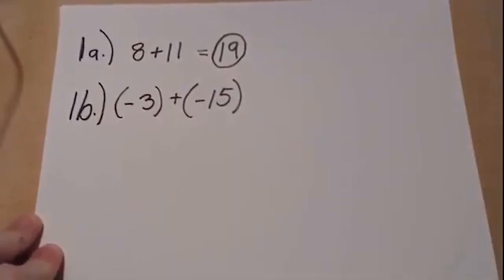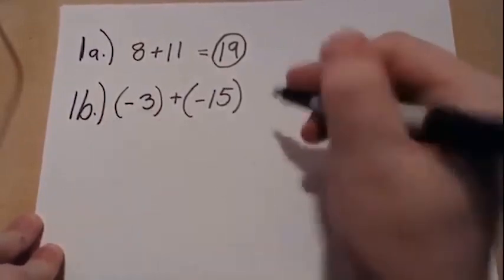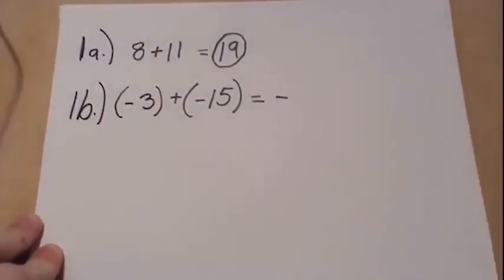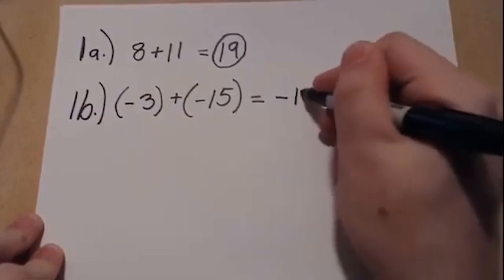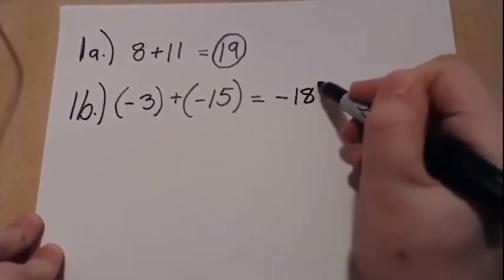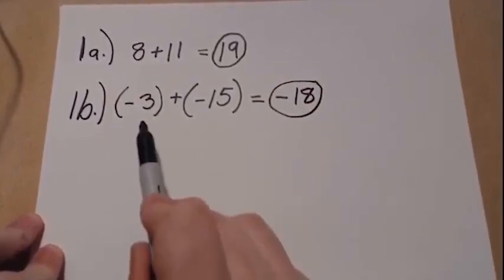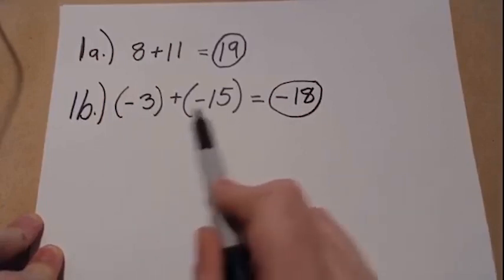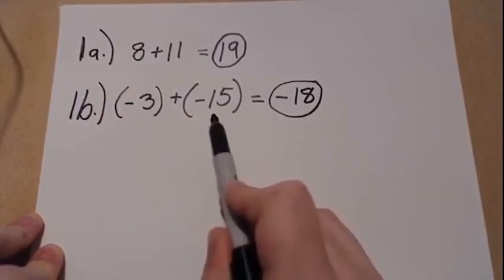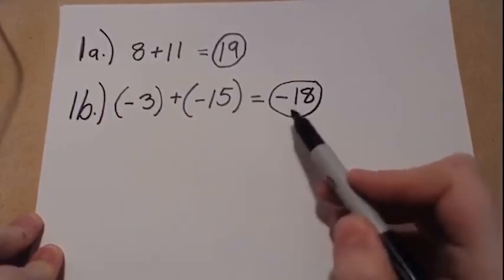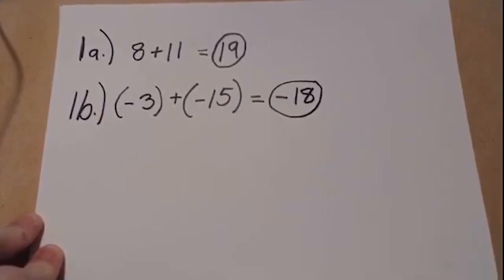Negative 3 plus negative 15. Our common sign is negative, so our answer will be negative. And we just add the absolute values. 3 and 15 would be 18. So negative 18 is the answer. If we think about the number line, if we're at negative 3, and we move 15 more units to the left, we've gone more negative, and we end up at negative 18.